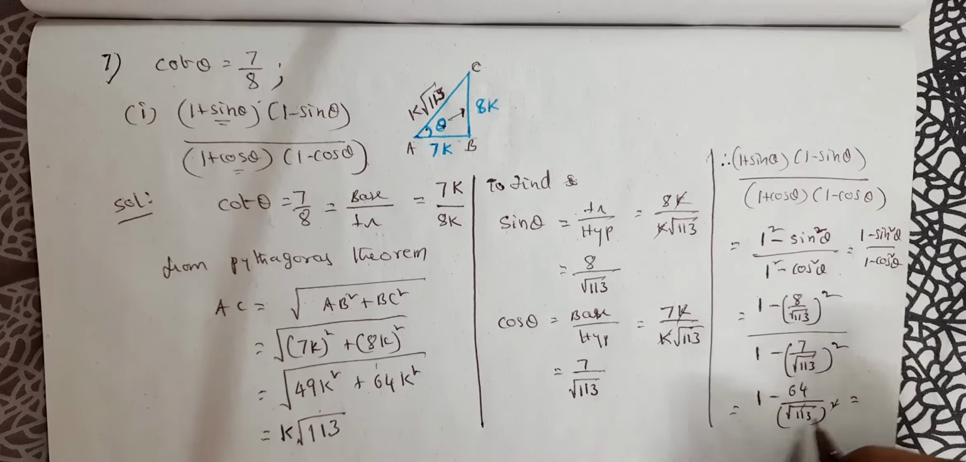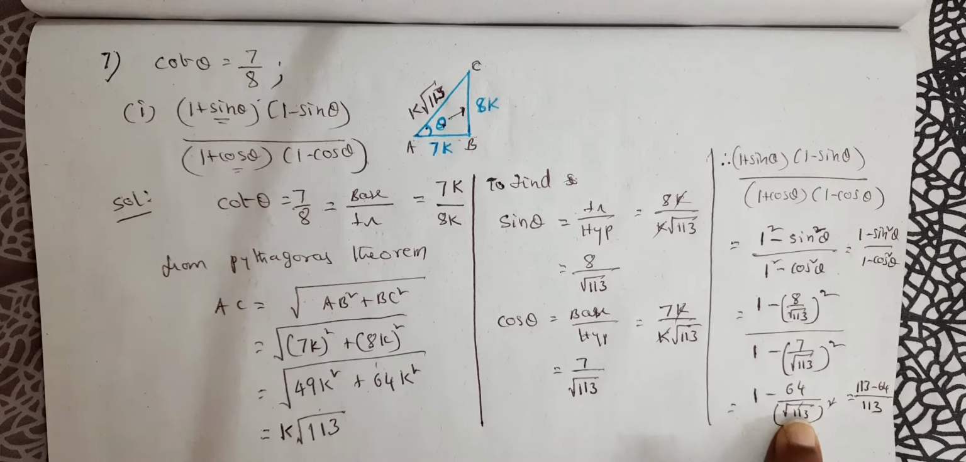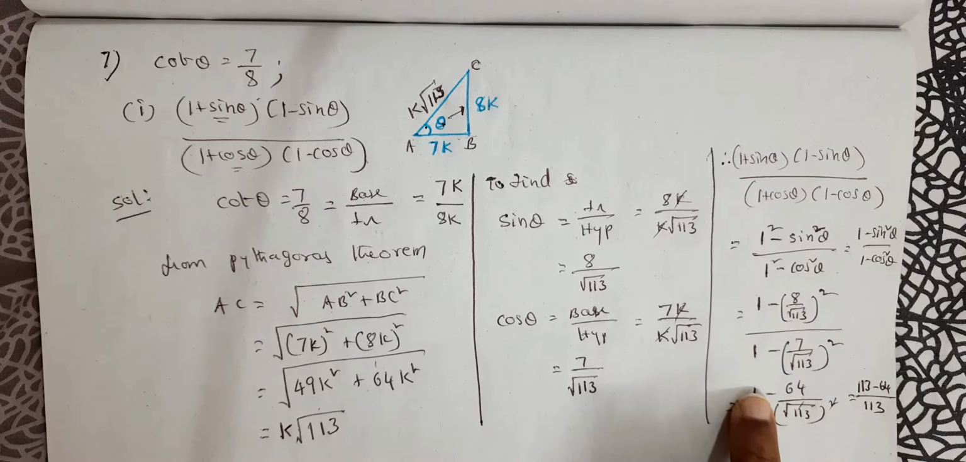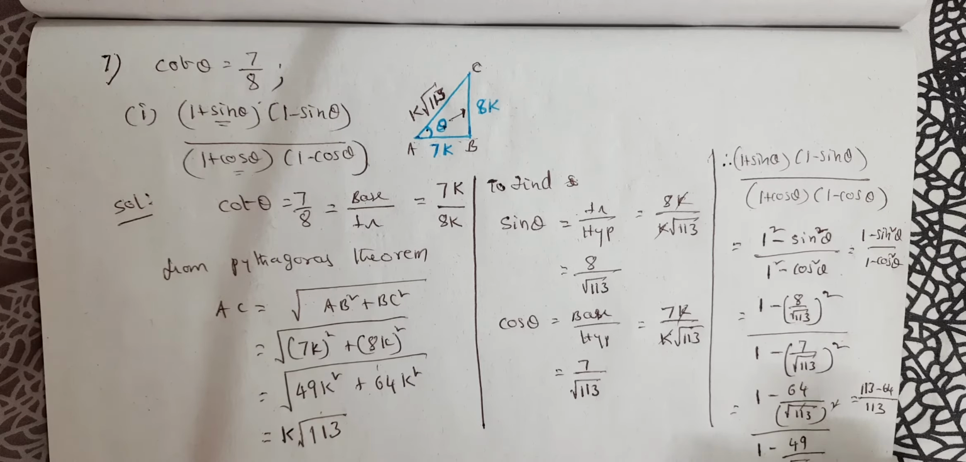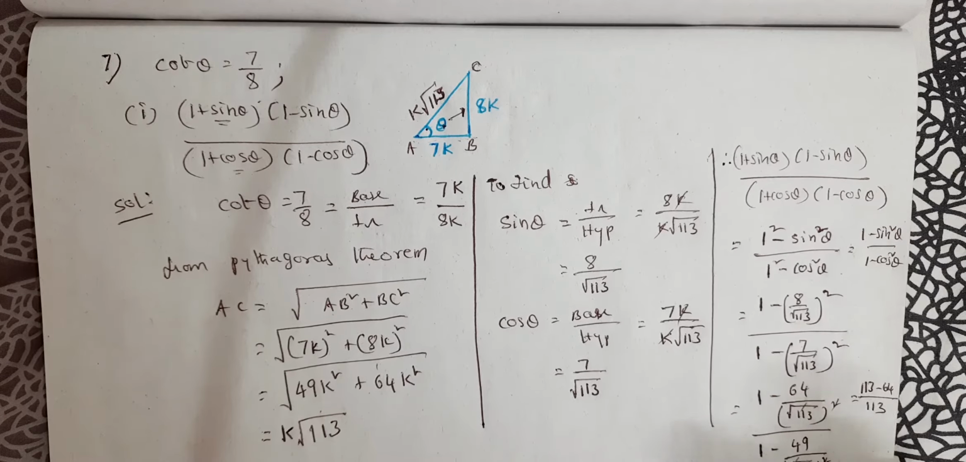I am writing the direct step here because root and square got cancelled. You are left with 113 in the denominator. Take this one LCM. That is cross multiplication, (113 minus 64) by 113. So this is this part. Now the denominator part. It is 1 minus 7 square, which is 49. Similarly, root 113 whole square, root and square will get cancelled. So that forms the denominator. Taking the LCM, (113 minus 49) by 113.